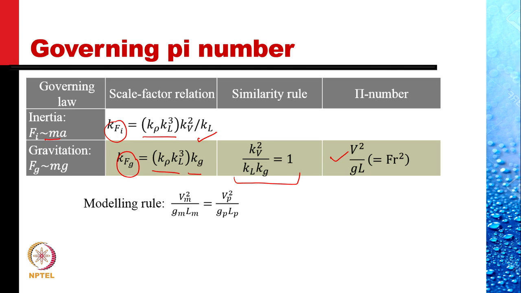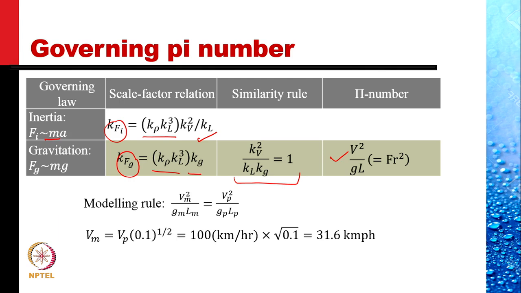So, the modeling rule becomes Vm square divided by Gm Lm is equal to Vp square divided by Gp Lp. Clearly, Gm and Gp are the same. Lm by Lp is 1 by 10. And if we plug in the relation and the value of the prototype as 100 kilometers per hour, we get the model speed required for similitude to be 31.6 kilometers per hour.